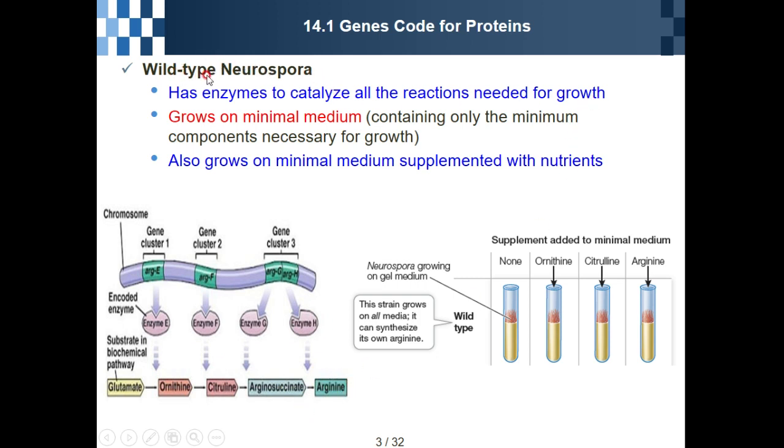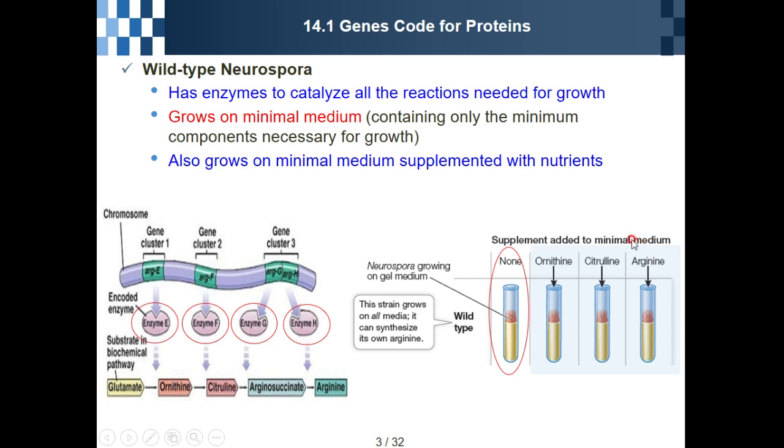However, the wild type Neurospora has all of the enzymes. So that's why they can grow on minimal medium. Minimal medium means containing only the minimum components necessary for growth. They only have a small amount of components. For example, the wild type Neurospora can grow on just a minimal medium, but they also grow on minimal medium supplemented with ornithine, citrulline, and arginine, like this.